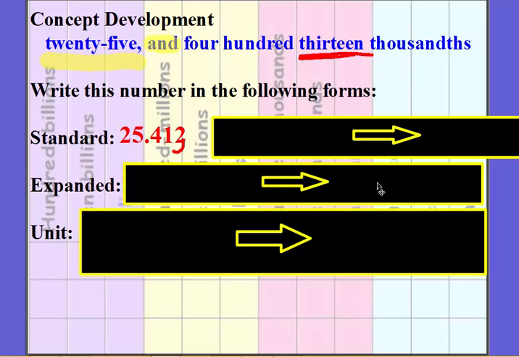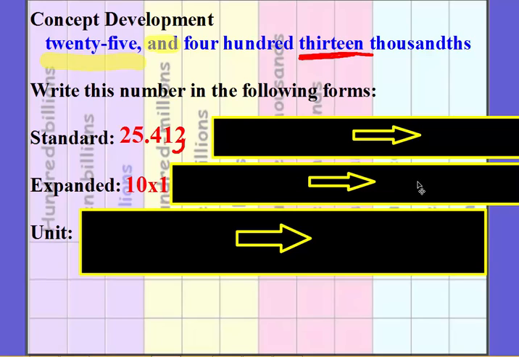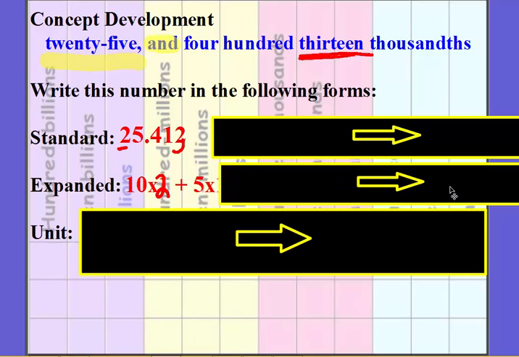413 thousandths. Expanded form. Here I have 10 times 1. Is that correct? No, you'll see there's a 2 here. So this needs to be a 10 times 2. How many 1s do I have? Well, I have 5 ones. So I'm doing 5 times 1.